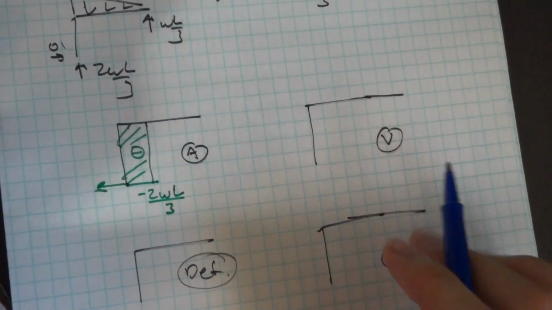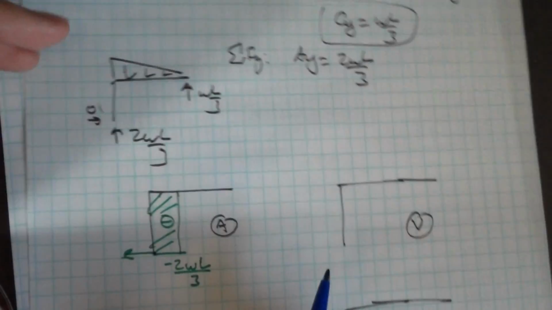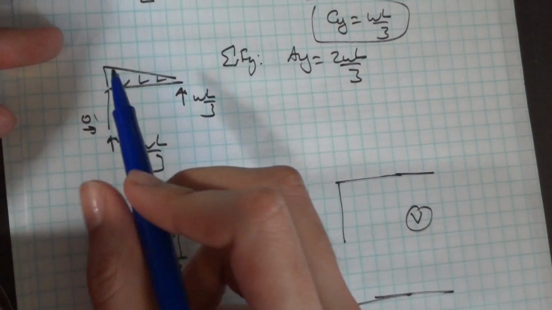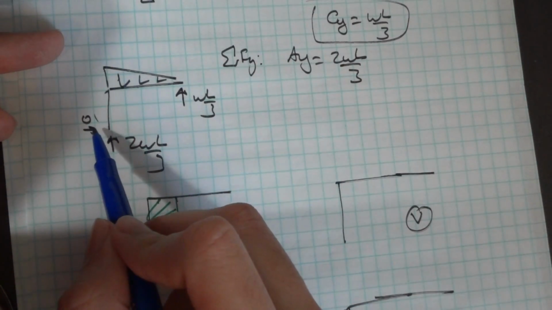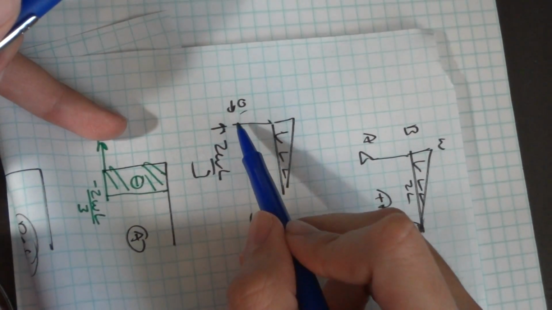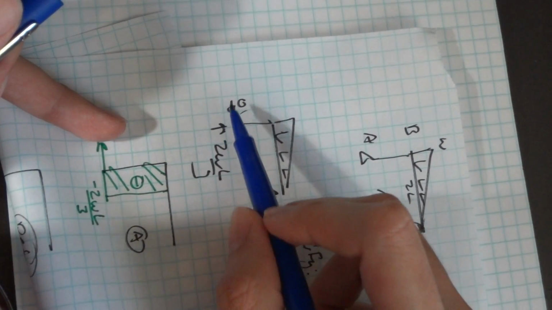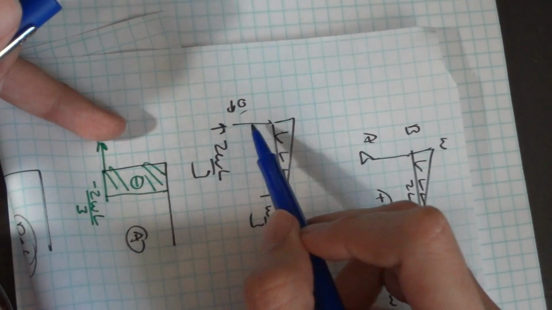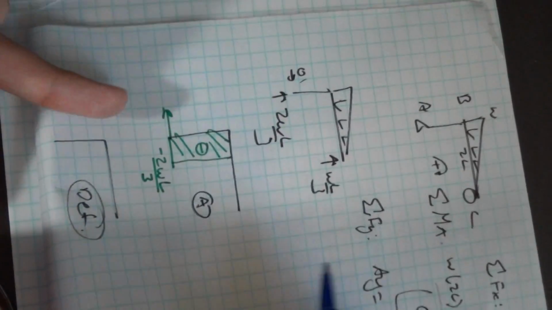Right, I keep telling people to follow your arrows here. If I look at this member, and this is probably easier if I do it this way, my shear is going to be 0 here. I have a vertical force of 0 in this section, so therefore I have no shear.